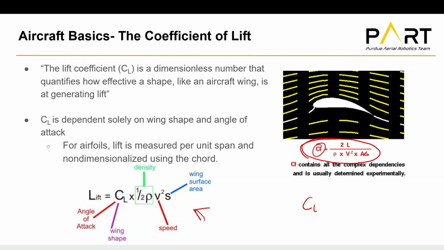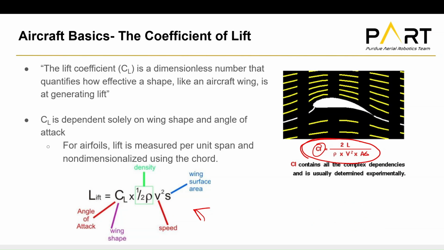For an airfoil, I should note, if you see a C small l, that's generally lift for an airfoil. Then if you see big L like this, that's lift for a plane, like a whole plane, a whole aircraft. And I mean a wing by that, like a 3D wing. So keep that in mind.